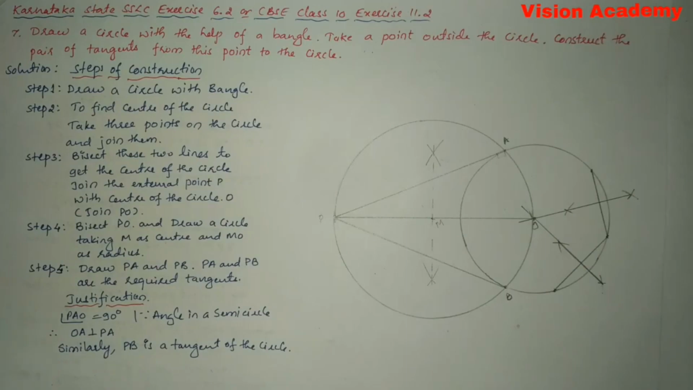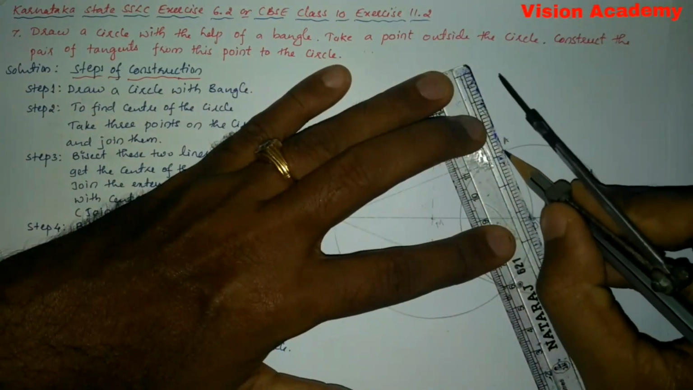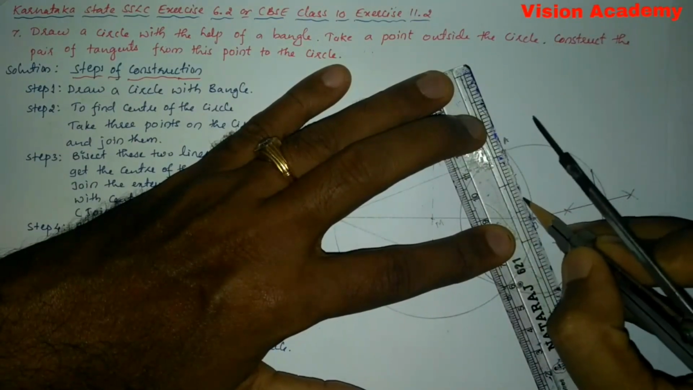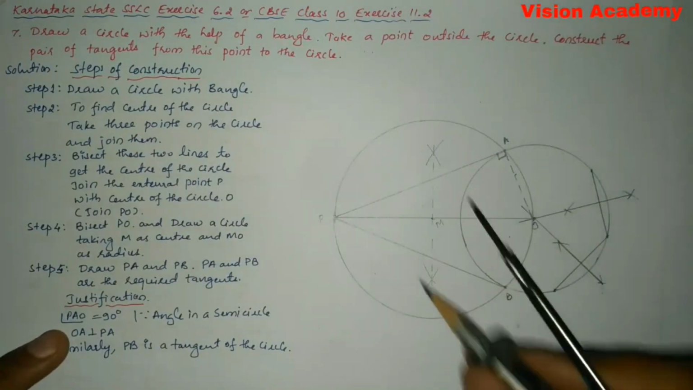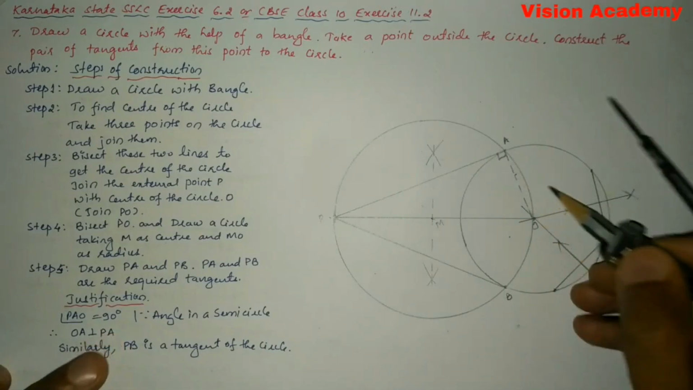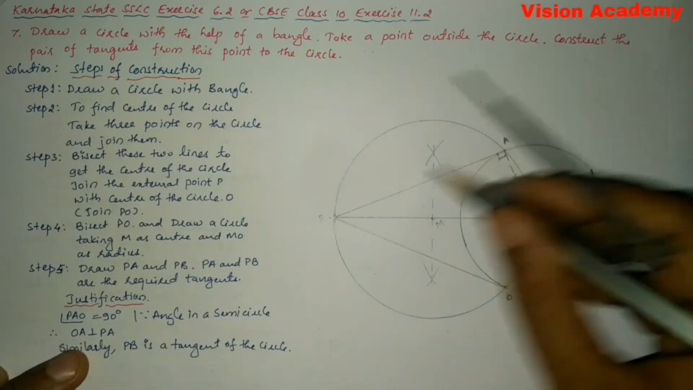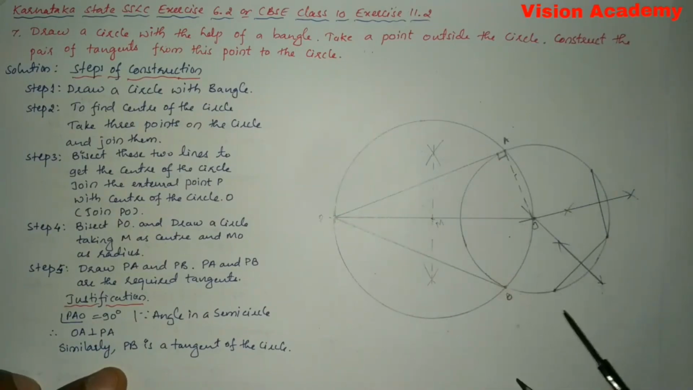So here angle PAO, let us join AO. So this forms 90 degrees. So here angle PAO is equal to 90 degrees because it is the angle in a semicircle. So here OA is perpendicular to PA. Similarly, PB is a tangent of the circle.